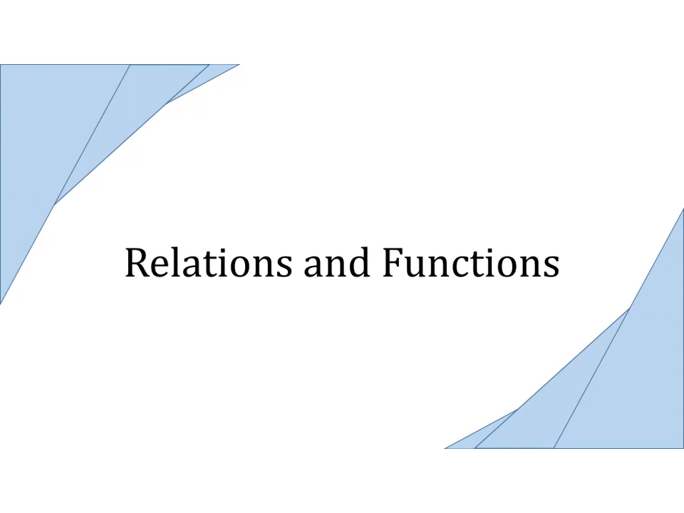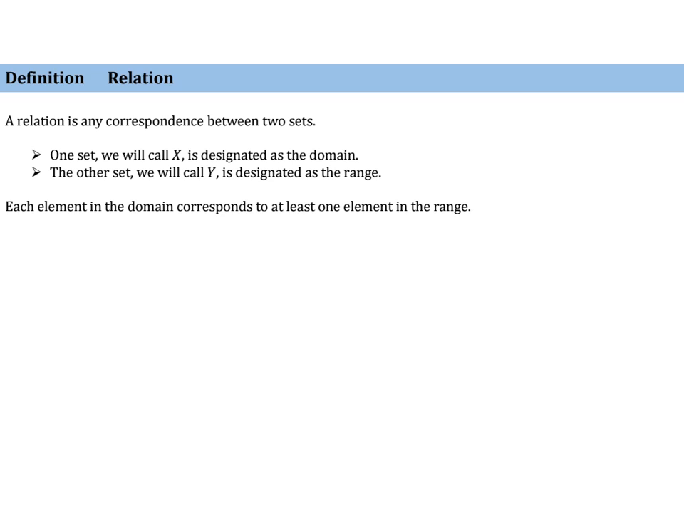So let's take a look at the concept of relations, and more specifically, we will discuss functions. So first, what is a relation? A relation is just simply any relationship that exists between two sets of values. In one set, we will have what's called the domain, and then we have those values to which those elements are assigned, the range. So every element in the domain is assigned to at least one element in the range.